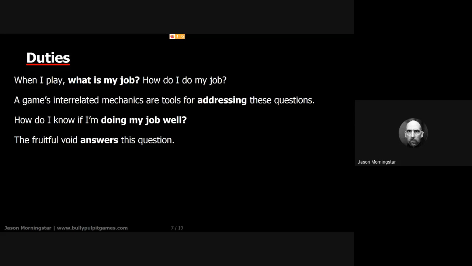So your game's mechanics should be tools telling your players or the people reading your game what their job is. And I think that that's super important to remember, because if they're not, then they're going to make assumptions about what their job is. And the other question that people are going to ask is, how do I know if I'm doing it right? Well, the fruitful void is the answer to that, right?